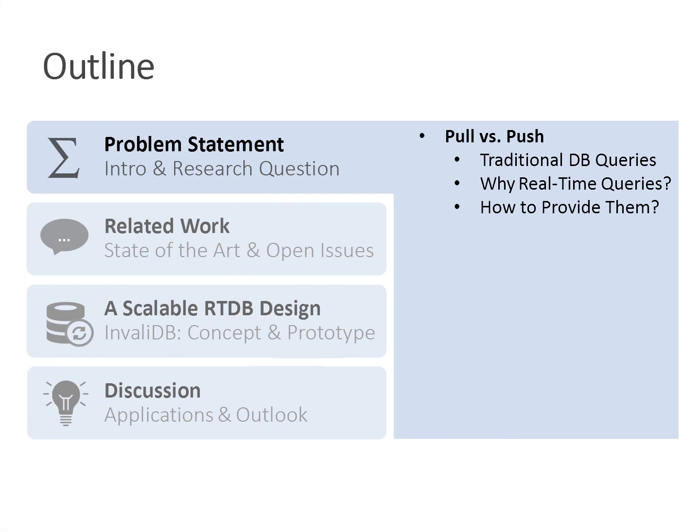This talk will be divided into 4 major parts. The first one is the introduction, where we talk about the actual problem we're trying to solve here and why it's difficult to provide real-time queries to begin with. Then we'll talk about related work. So that means we'll talk about other approaches for providing real-time queries, and we'll uncover what the issues with these approaches are. In the third part, we'll talk about InvaliDB's design. So we'll explain what we are making different. And in the fourth part, we'll discuss applications of our design, and we'll talk about what we're planning next.